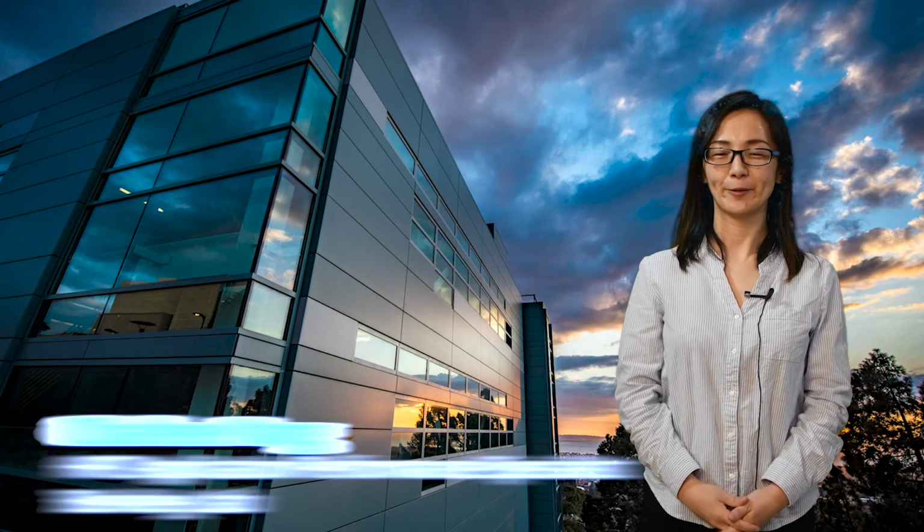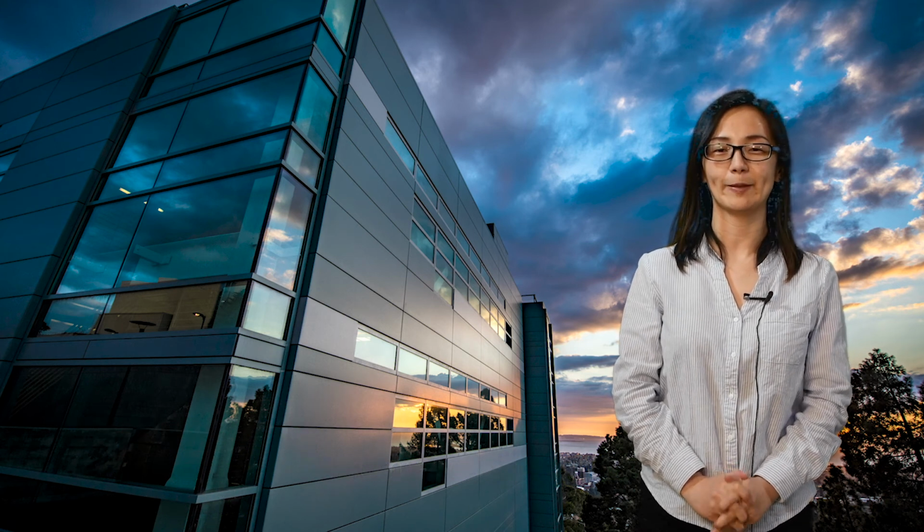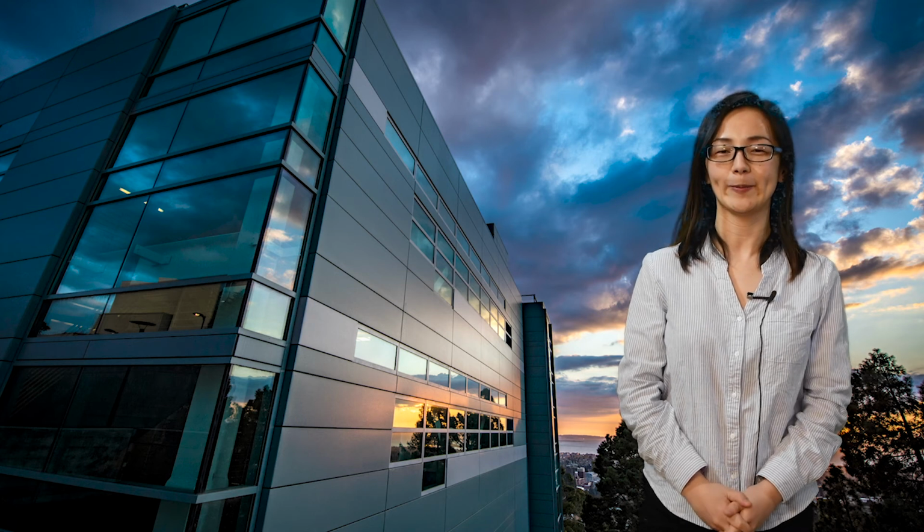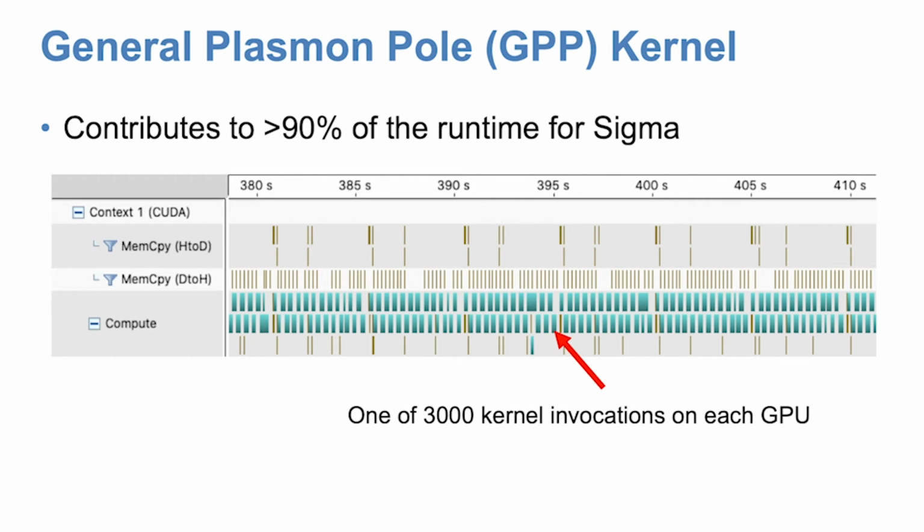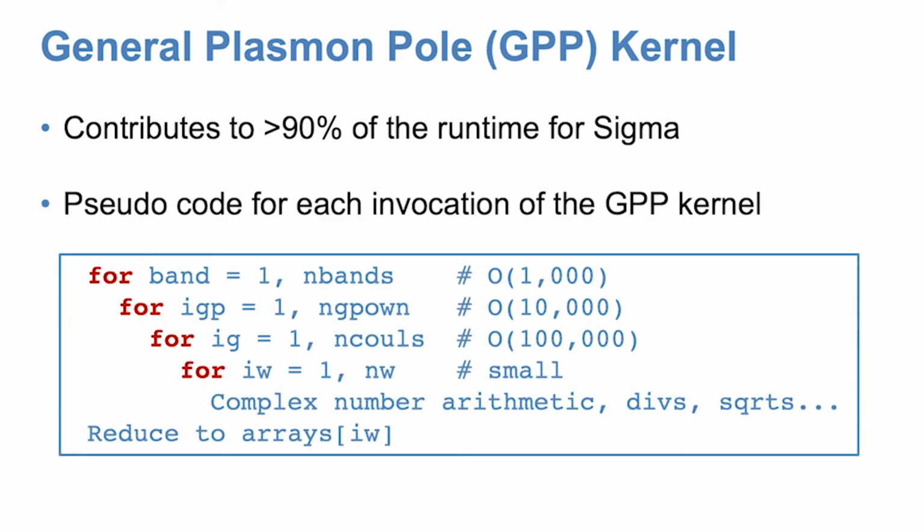Hi, I'm Charlene Yang from NERSC, Lawrence Berkeley National Lab. In this segment, I'm going to take us for a deeper dive, and we'll talk about some of the optimizations we did for Sigma. In Sigma, the most time-consuming kernel is the GPP kernel, the general plasmon pole kernel. As you can see from this profile, this kernel takes up over 90% of the runtime. And for the problem we're calculating, there are thousands of these kernels on each GPU. Given the importance of this kernel, we want to take a deeper look into its performance bottlenecks and possible optimizations.